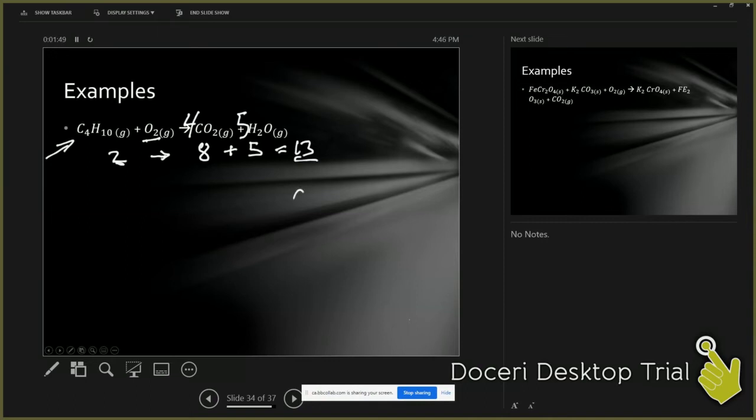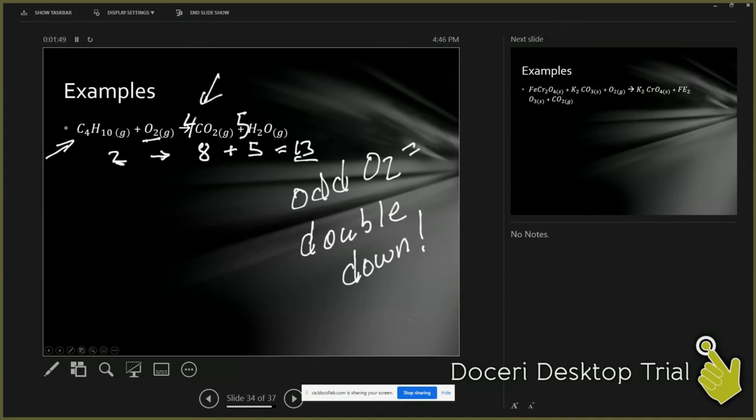Anytime you find an odd number of O2, double down. So that's here, here, and here. I'm going to double down to 8 and 10.